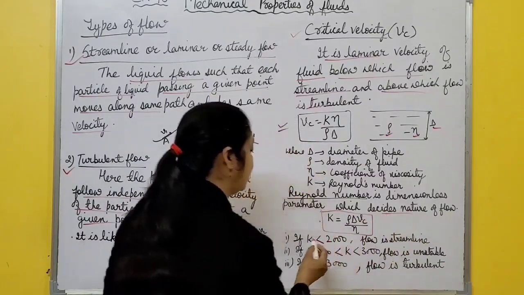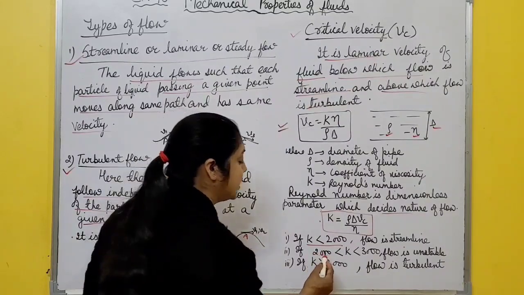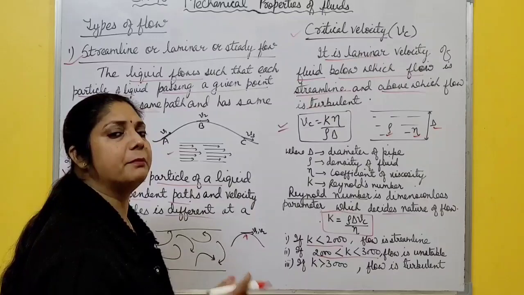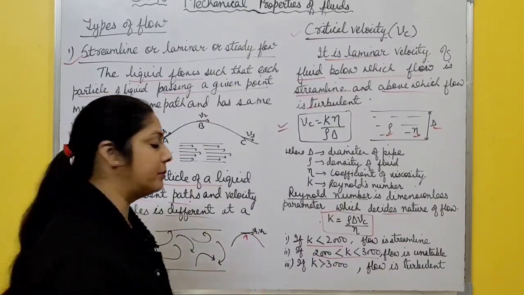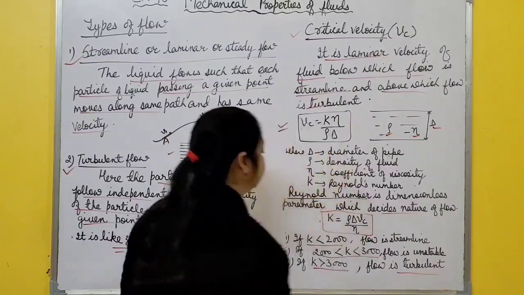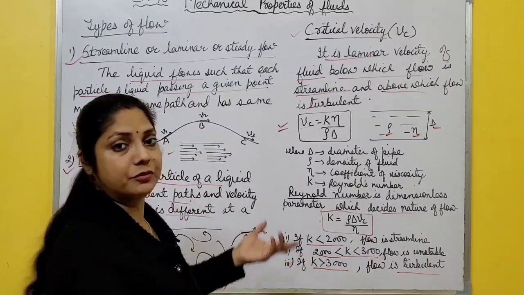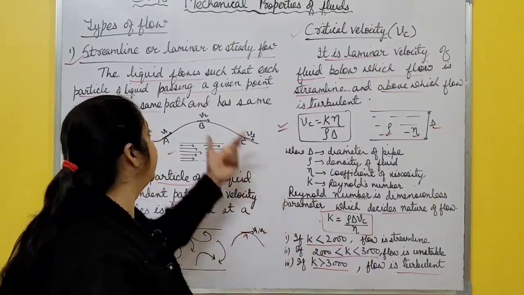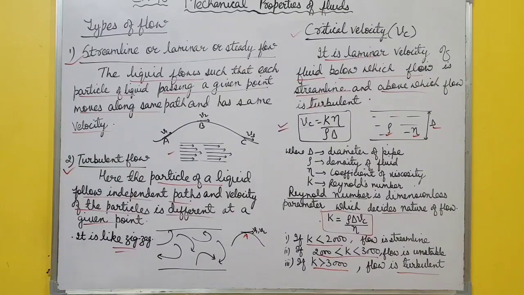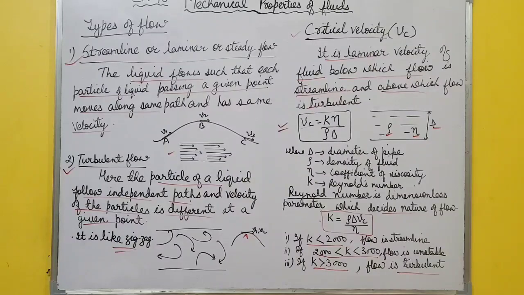flow. If its value is less than 2000, then the flow is streamline. If its value is between 2000 and 3000, then the flow is unstable. It may be streamline or turbulent flow, and if it is greater than 3000, then the flow is turbulent. This Reynolds number decides the nature of the flow, whether it is streamline or turbulent. So these are about types of flow, how you determine whether flow is streamline or turbulent, then critical velocity and Reynolds number. You must remember these formulas, right?